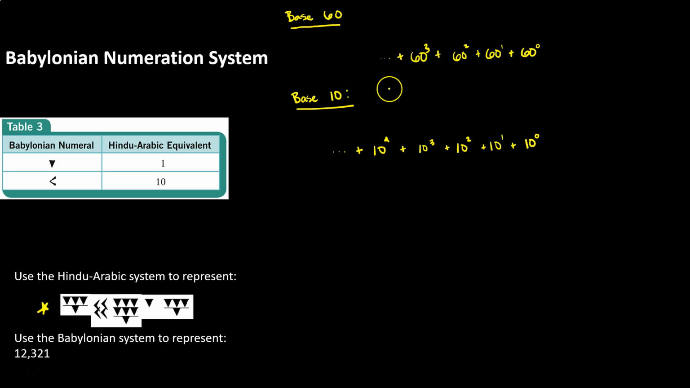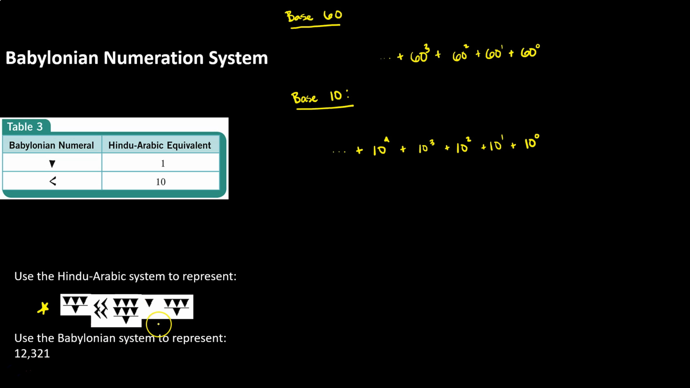So a number written in base 60 is not going to look or have the same value as base 10, even if it does look similar. And that's because the position of each digit or numeral is representing a different value right out of the gate. So what we're going to do is take this Babylonian numeral and convert it into a number that's equivalent in our numeration system, the Hindu Arabic system.